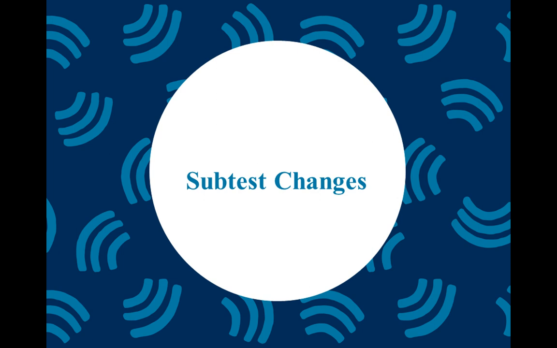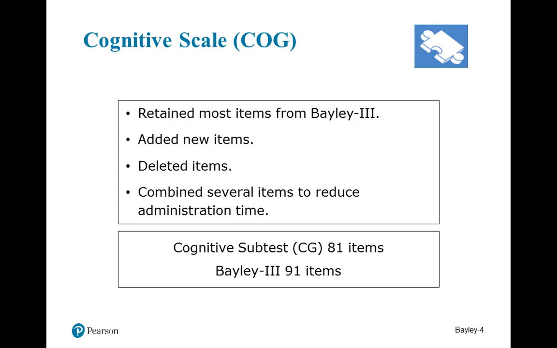So subtest changes. So let's go through those real quick. First, let's talk about the cognitive scale. The cognitive scale has retained most of the items from the Bayley-III. New items were added, and items deleted because they were either redundant or combined with other scores. And you can see we have a reduction of 10 items, down from 91 to 81 on the cognitive scale.